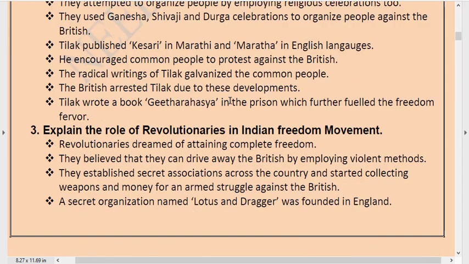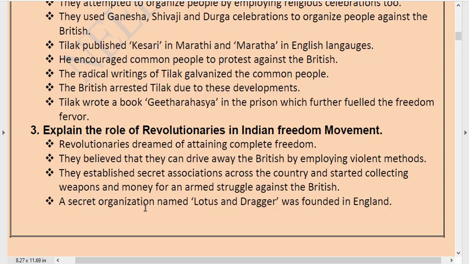The next question. Explain the role of revolutionaries in the Indian freedom movement. Revolutionaries dreamed of attaining complete freedom. They believed that they could drive away the British by employing violent methods. They established secret associations across the country and started collecting weapons and money for an armed struggle against the British.